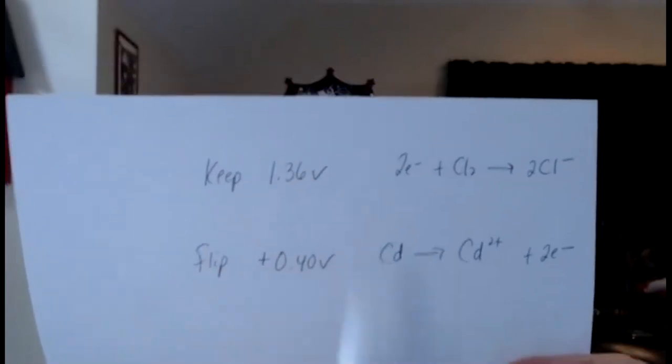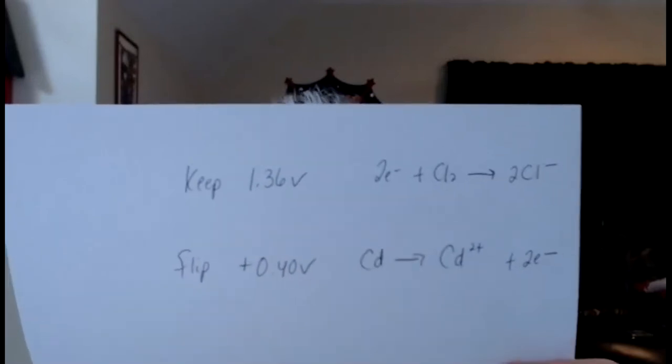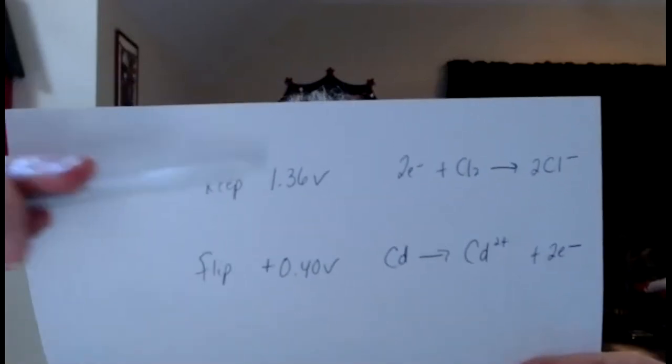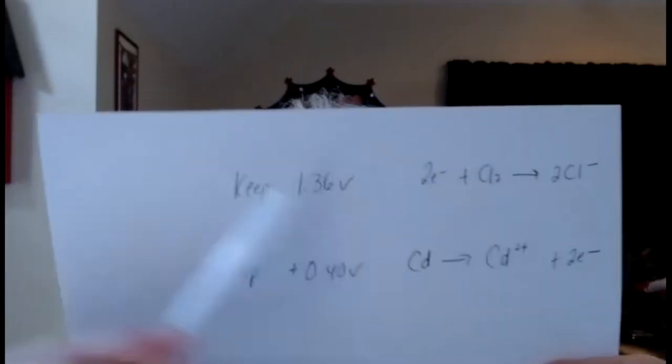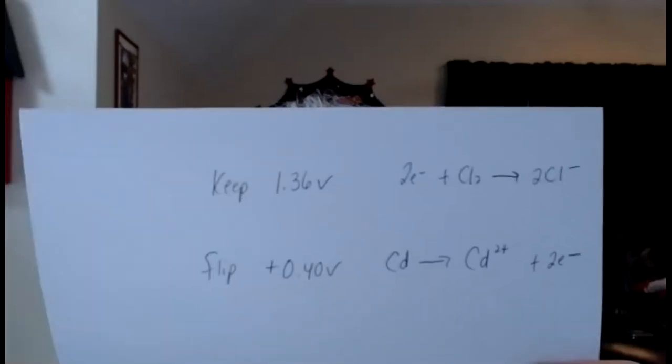You add them up. Well, it happens that these electrons cancel. You add these up. Even if you cross multiplied here, you don't multiply these numbers. You never mess with the standard potential numbers. So the E° of the cell is the oxidation value plus the reduction value. So that was 0.40 volts plus 1.36 volts. So that's 1.76 volts. So it's almost a 2-volt battery.